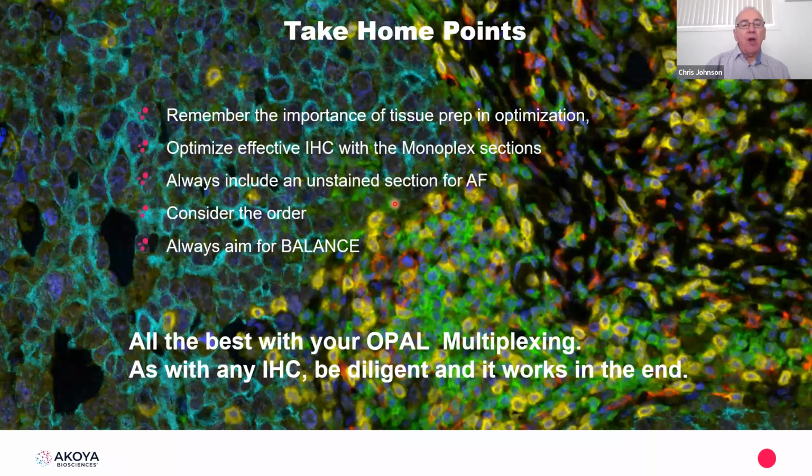So with that, the take-home message is to remember the importance of your tissue prep, optimize effective immunohistochemistry with your monoplex slides, always include an unstained section for autofluorescence determination, consider the order, and always aim for balance. So all I can say is all the best with your Opal multiplexing, and with any application, including immunohistochemistry, be diligent, and it definitely will work in the end.